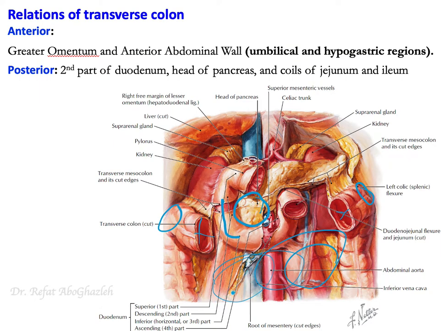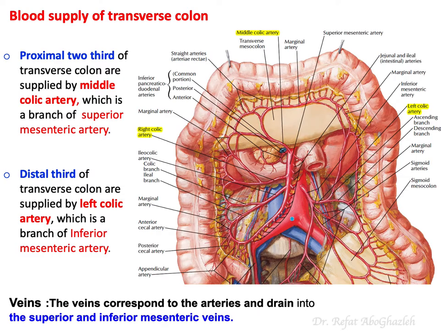So what I want to say is that the posterior relation is variable. Why is it variable? Because, as you know, it's freely mobile, that means the transverse colon is variable in position, right? Usually hanging to the level of the umbilicus, L3, L4, and in thin and tall people, the transverse colon may extend down to the pelvis, right? That's why the posterior relation is variable.